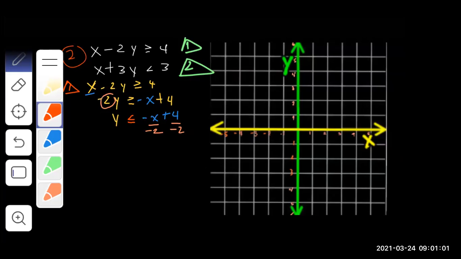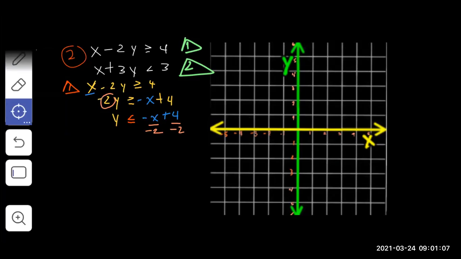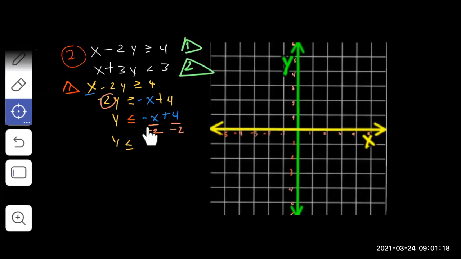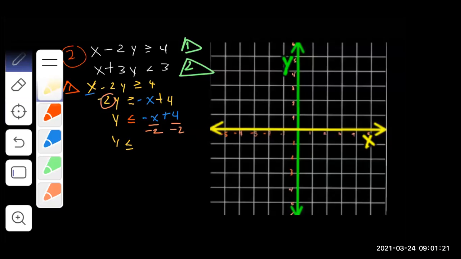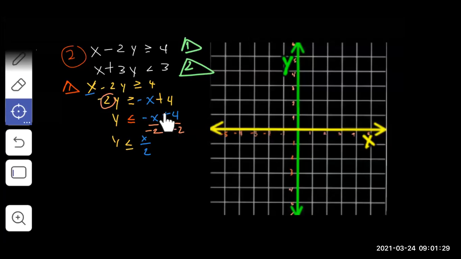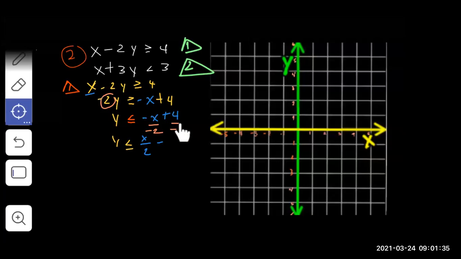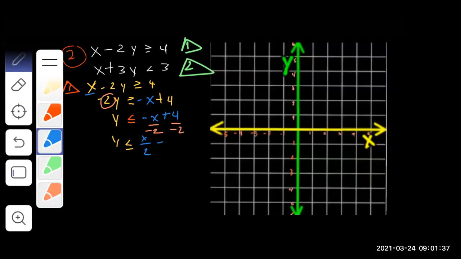I repeat, whenever you multiply or divide by a negative number, you flip the inequality sign. Just when dividing or multiplying, just that. Divided by negative 2, I flip the inequality sign. Let's simplify this expression now because I don't like how it looks. Minus divided by another negative number is going to be positive, right? Let me just copy x over 2. And then plus divided by a minus number is going to be minus, right? Minus 4 divided by 2. 4 divided by 2 is 2, right?